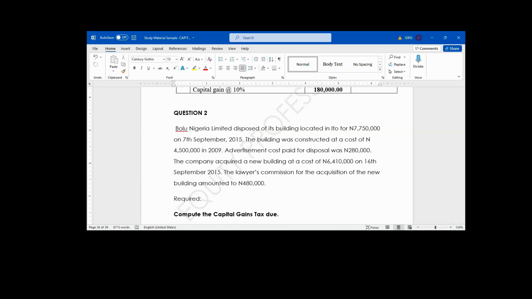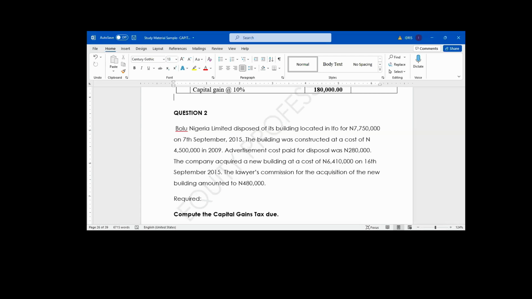How do we know that this is a rollover relief question? Because they buy another asset. Because another asset was bought. So that is how we know that this is a rollover relief question.